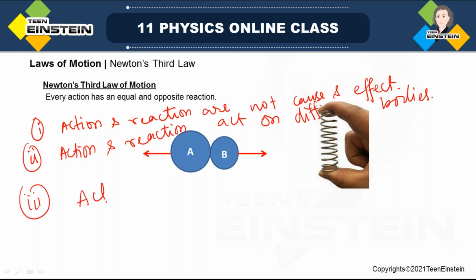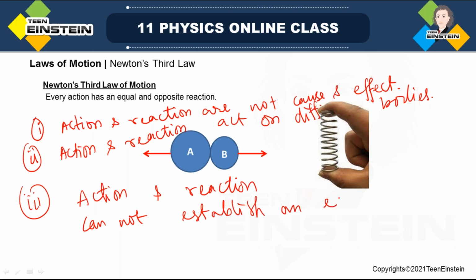How is it that action and reaction cannot establish an equilibrium? Why? Because action and reaction are acting on different objects. So that is the reason.